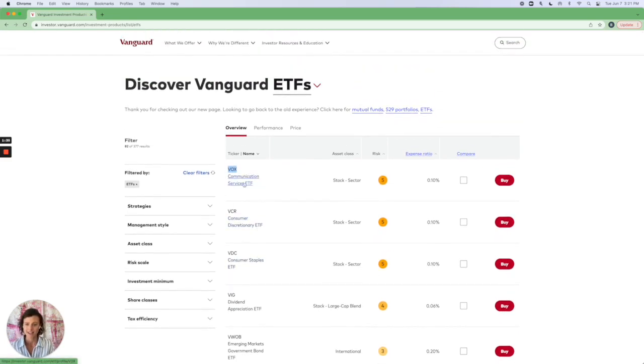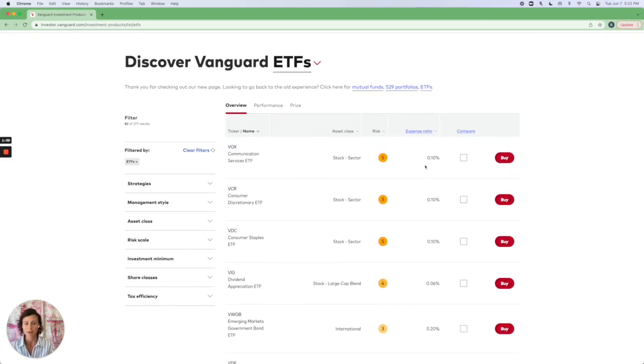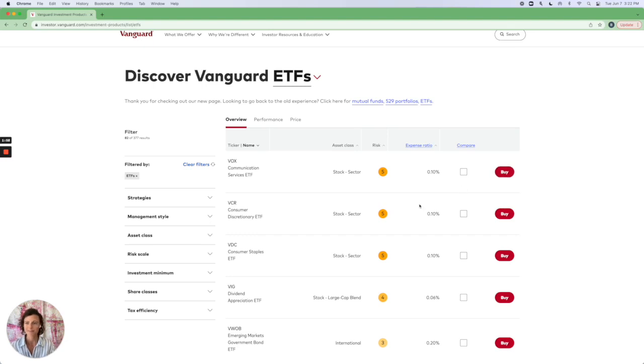So then after it is the name of the ETF. This tells you the asset class. This is the risk on a scale from 1 to 5. This is the expense ratio, the fee that you'll get charged every year on the amount of money that you have invested in that ETF. So you can think of this as an annual fee. And then if you are ready to buy it, you click buy, but that's for another video.